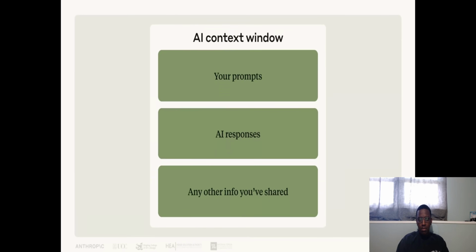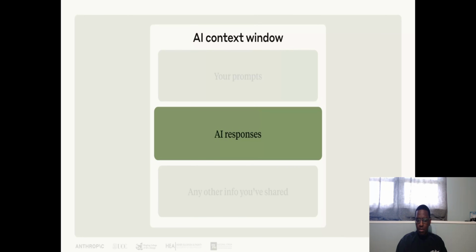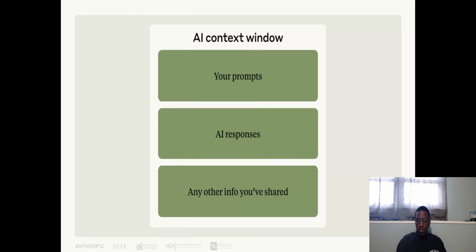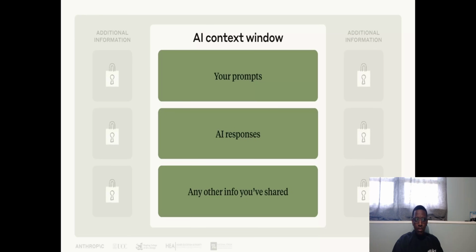There's also a practical limit to how much information an LLM can consider at once, known as the context window. Think of this as the AI's working memory. The context window includes your prompts, the AI responses, and any other information you've shared in your conversation. While AI companies continue to grow the context window to allow for longer context, documents, and conversations, these limits remind us that these systems don't have unlimited access to information and cannot use content beyond its current context window without specialized tools like web search.